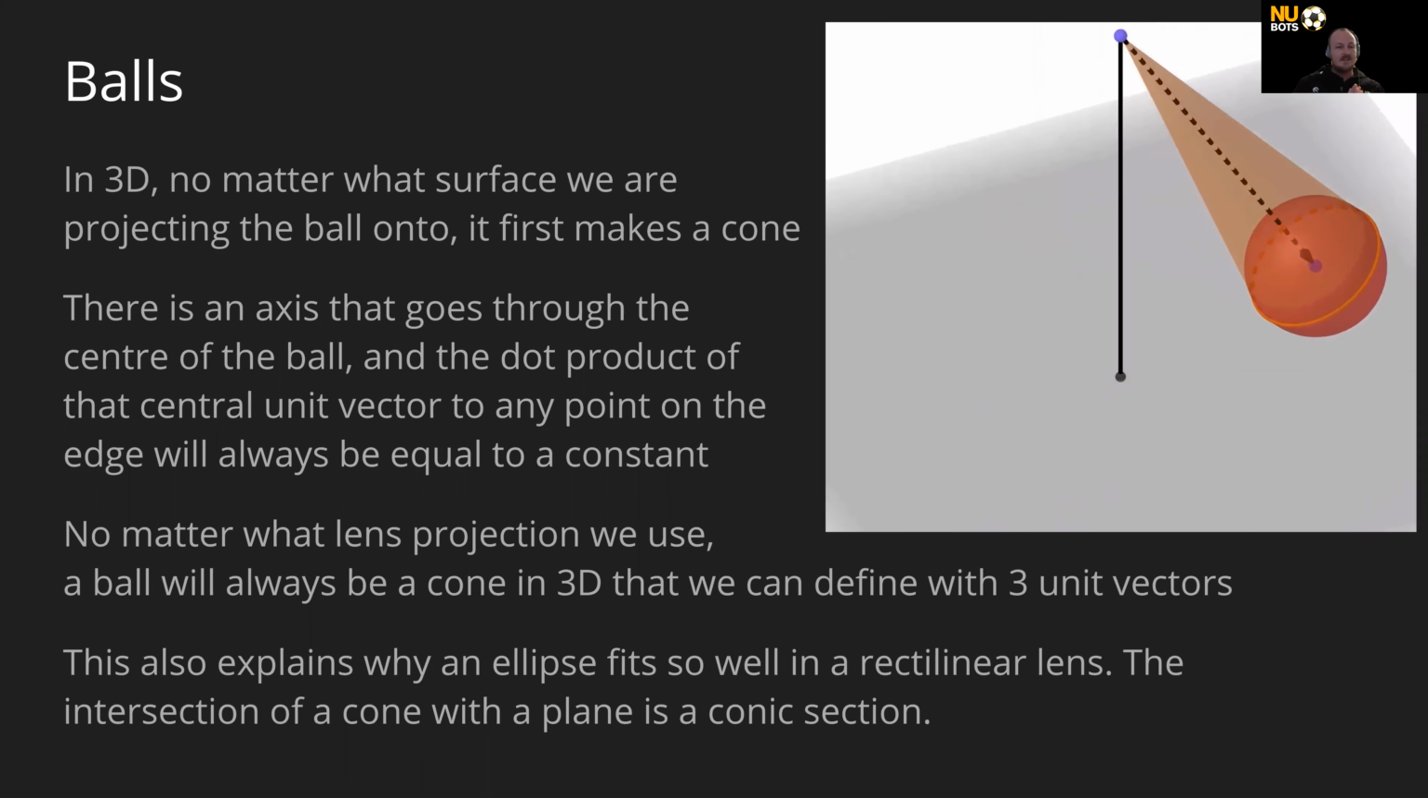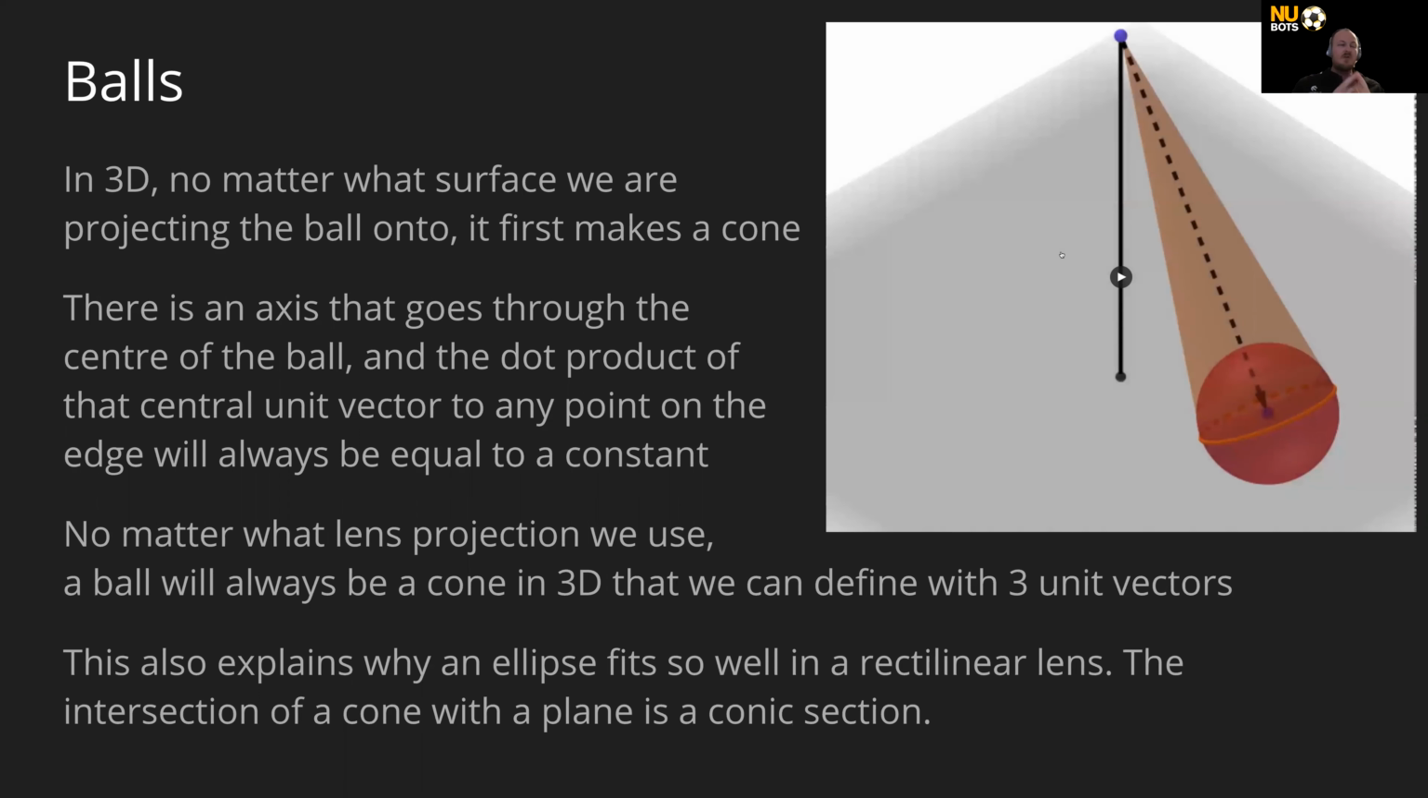It doesn't matter what projection we use, whether you're using a fisheye lens, a rectilinear lens, or some other crazy lens that you manage to find, you're always going to be able to define your ball using 3 unit vectors. Just like how you can define a circle with 3 points, you can define a cone with 3 unit vectors.